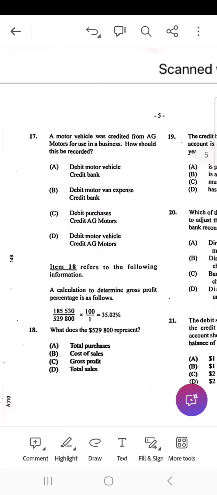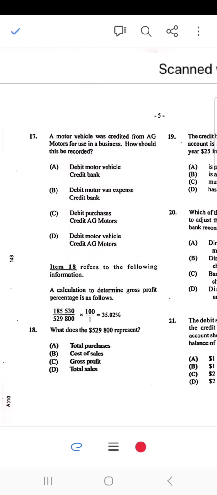Number 17. A motor vehicle was credited from AG Motors to use in a business. How should this be recorded? This is a question that repeats. So you just got a motor vehicle, you're going to debit your motor vehicle account, and now AG Motors is owed some money, so you're going to credit the account.